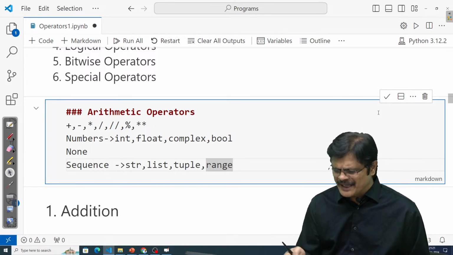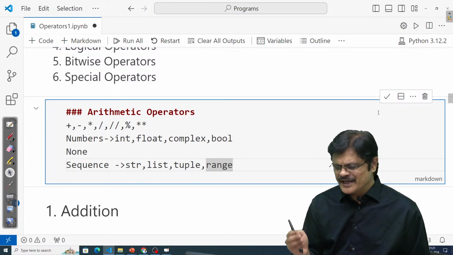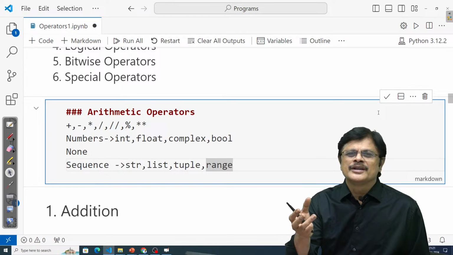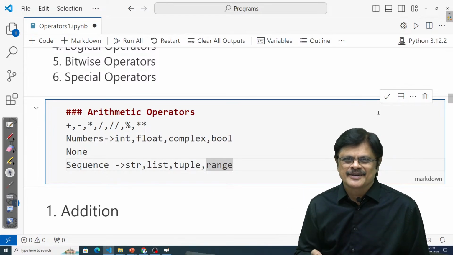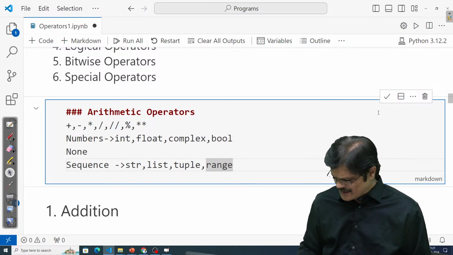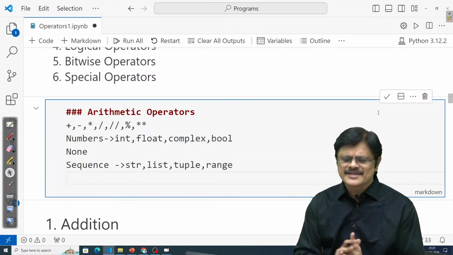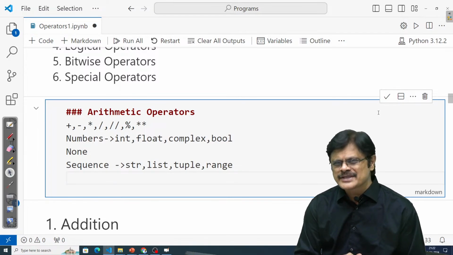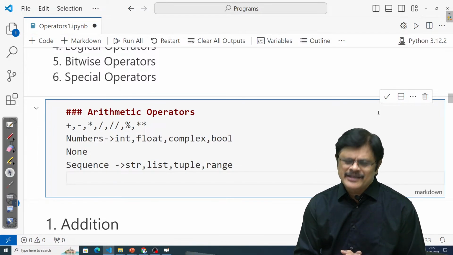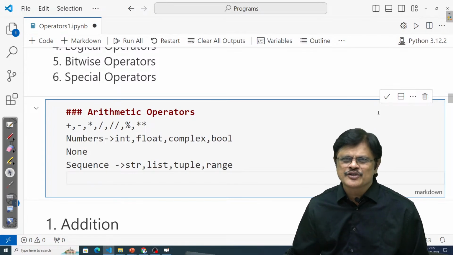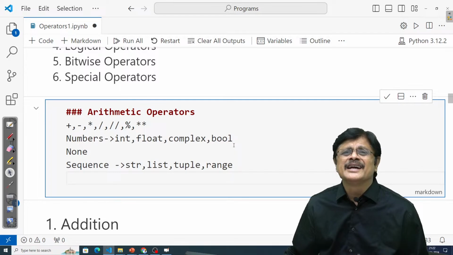Am I clear? So mainly we talk about these fellows: string, list, tuple, and range. Range is mainly used together with the control flow structures, mainly the loop control structures. Am I clear? Of course, then we also have the other mapping like dictionary, set, and frozenset, but for arithmetic operators they are useless. Only these fellows are very, very useful. So that's why I just mentioned these data types.